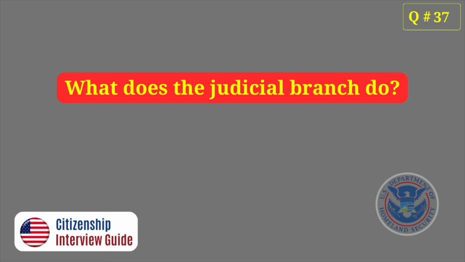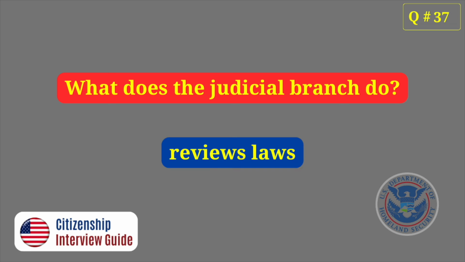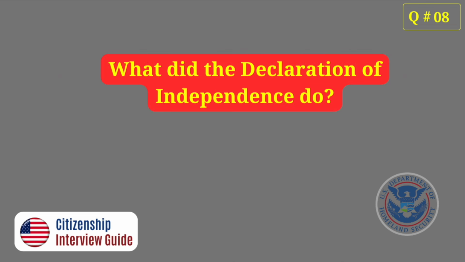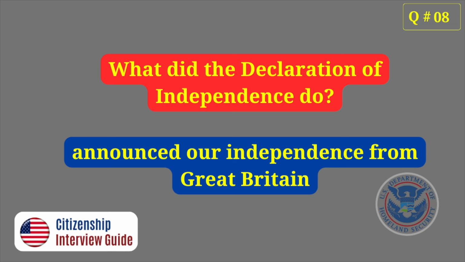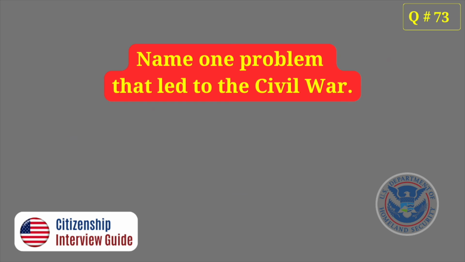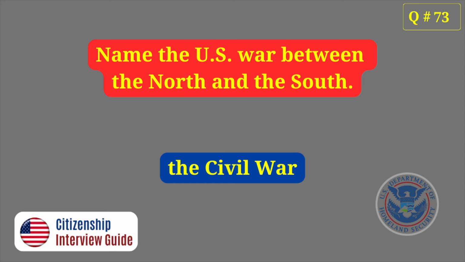What does the judicial branch do? Reviews laws. What did the Declaration of Independence do? Announced our independence from Great Britain. Name the U.S. war between the North and the South. The Civil War.